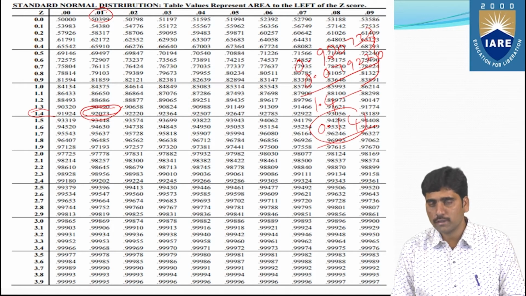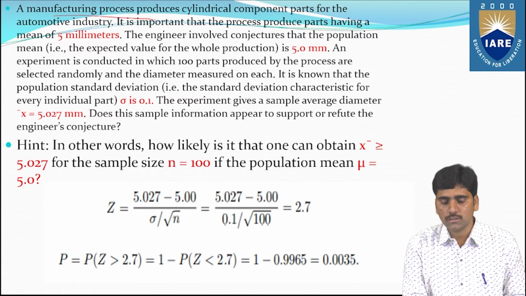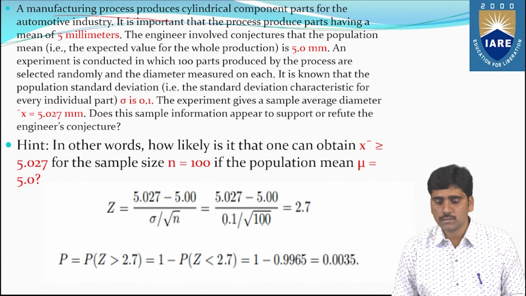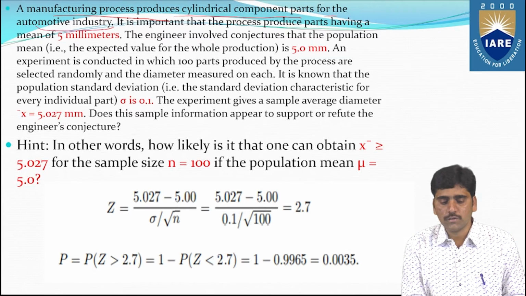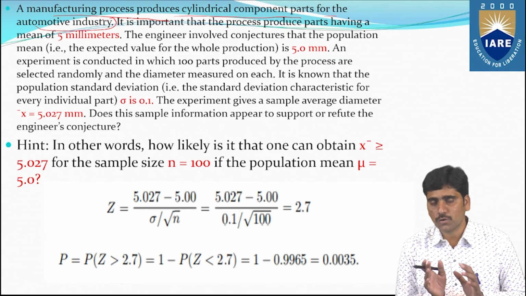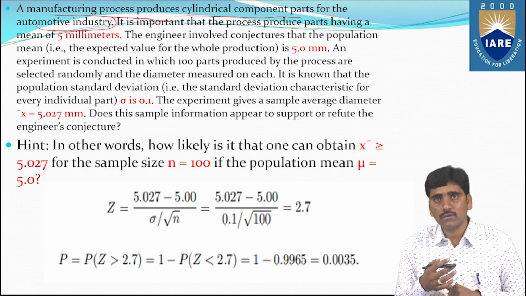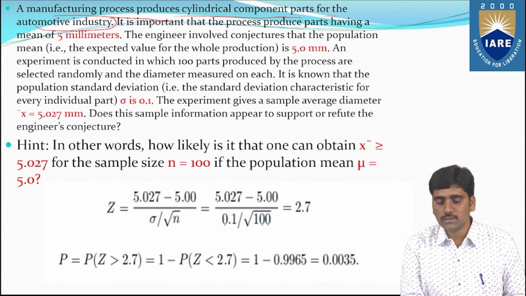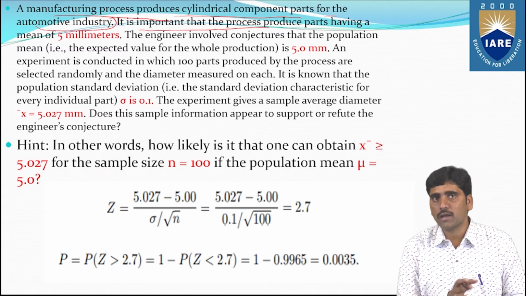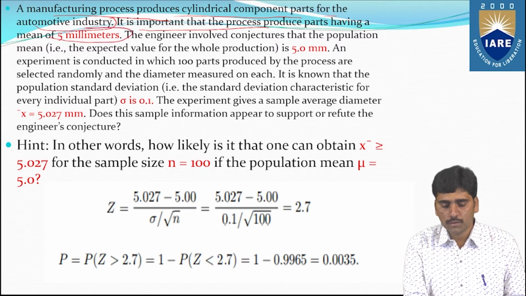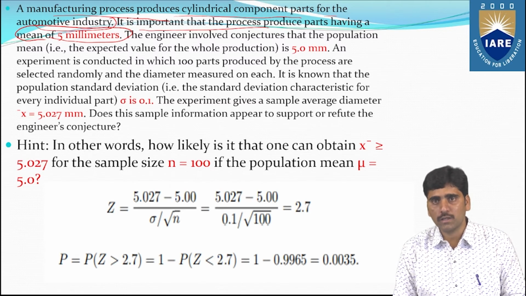Right? So next we'll see another problem. See here, a manufacturing process produces cylindrical component parts for the automotive industry. It is important that the process produces parts having a mean of 5 millimeters. So here they are giving the mean as 5 millimeters.